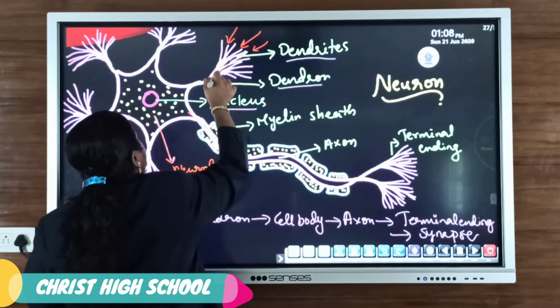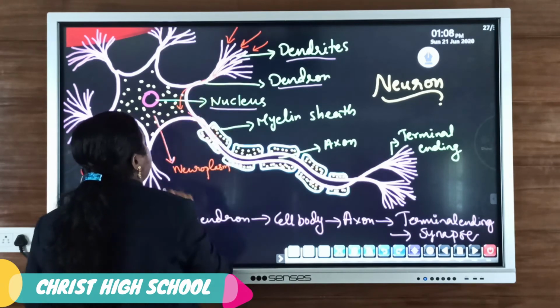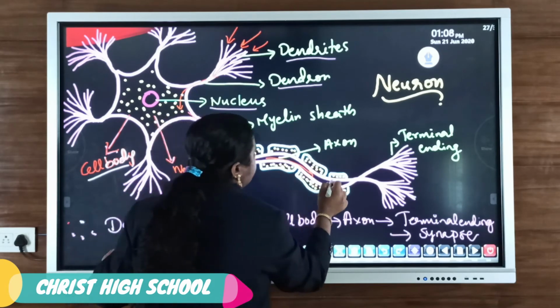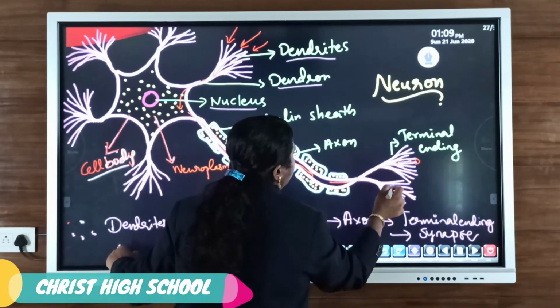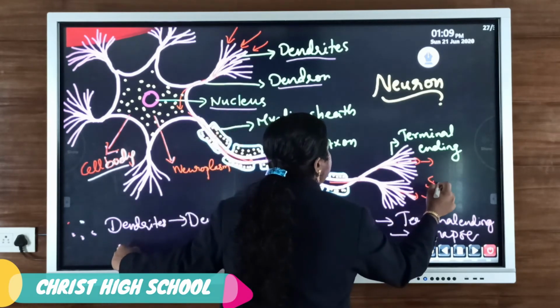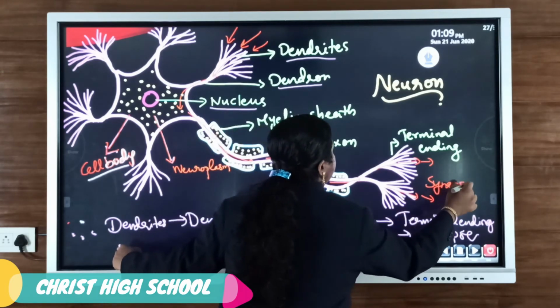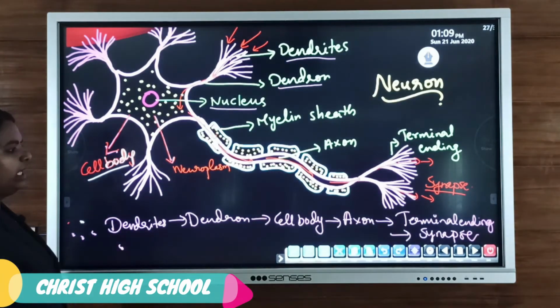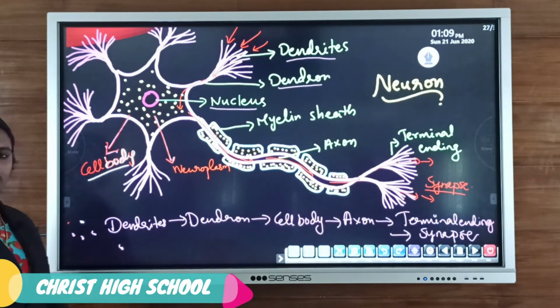Okay, it receives the information and it reaches the cell body, and from here it is transmitted along the axon, and now it reaches this region. So this is the path that is known as the synapse. Synapse means a junction between two neurons.